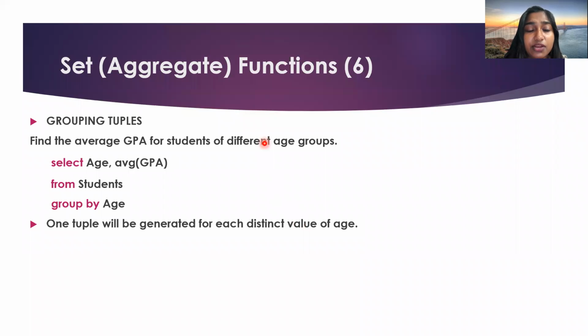The next set aggregate function we are going to talk about is average. Here, we are finding the average GPA for students of different age groups. So we are grouping it by age. One tuple will be generated for each distinct value of age, so for every age, an average GPA will be calculated.